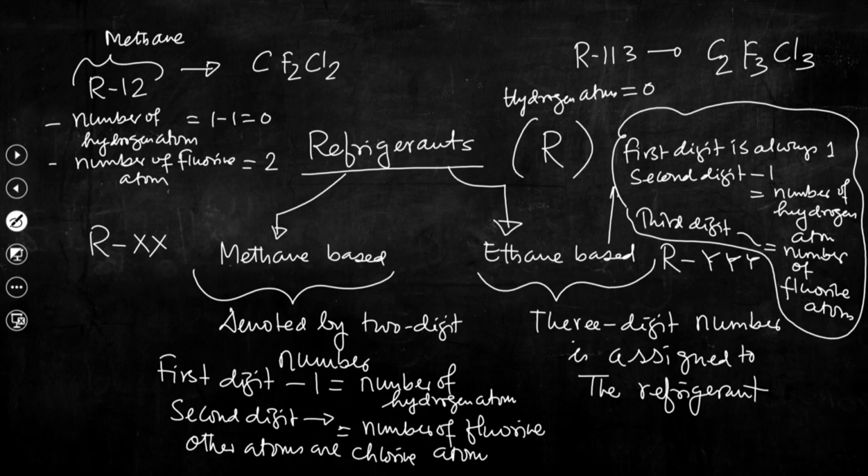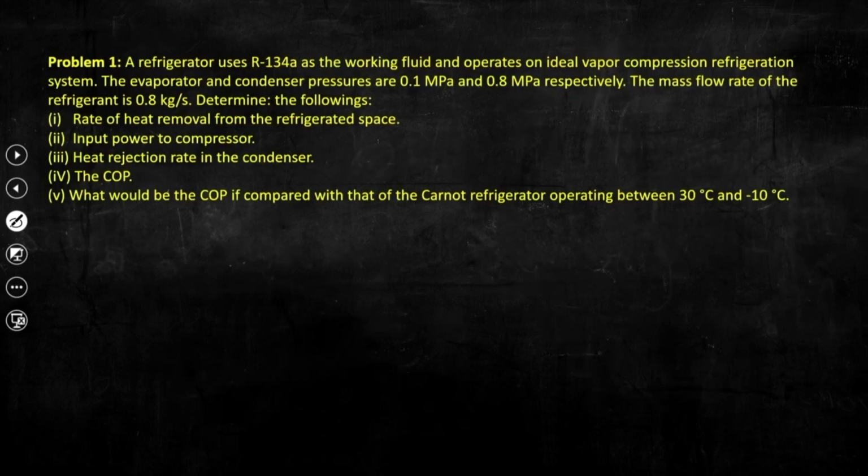So, with this let us now solve one problem. The first problem: a refrigerator uses R134a as the working fluid and operates on an ideal vapor compression refrigeration system. So, basically the working fluid is R134a. You can understand this is a 3 digit number, so certainly the refrigerant is ethane based. It operates on an ideal vapor compression refrigeration cycle. The evaporator and condenser pressures are 0.1 MPa and 0.8 MPa respectively. The mass flow rate of the refrigerant is 0.8 kg per second.